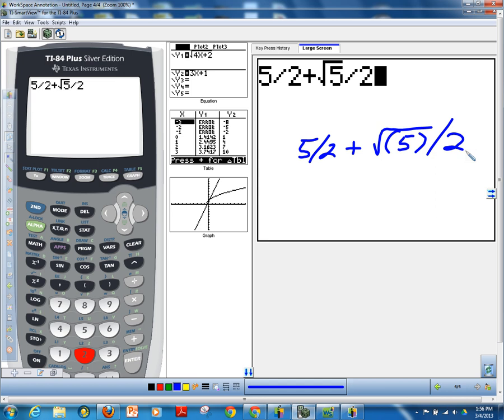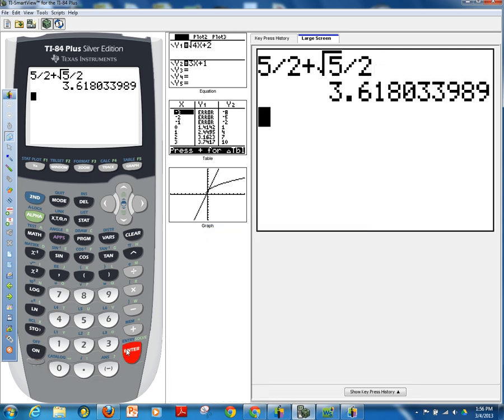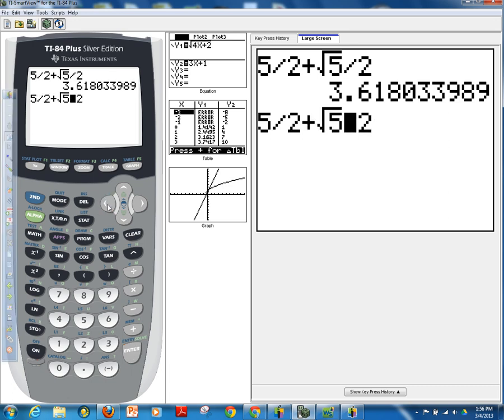So if I do that, I get 3.6, and then remember the handy feature on your calculator, you just hit second, enter, puts the exact same thing back in, and then you can just arrow over and switch the plus to a minus, and hit enter. I hit second, enter, to put the thing back in. So you should get 3.6 and 1.38. So try that, make sure you can do it, I'll give you a sec.